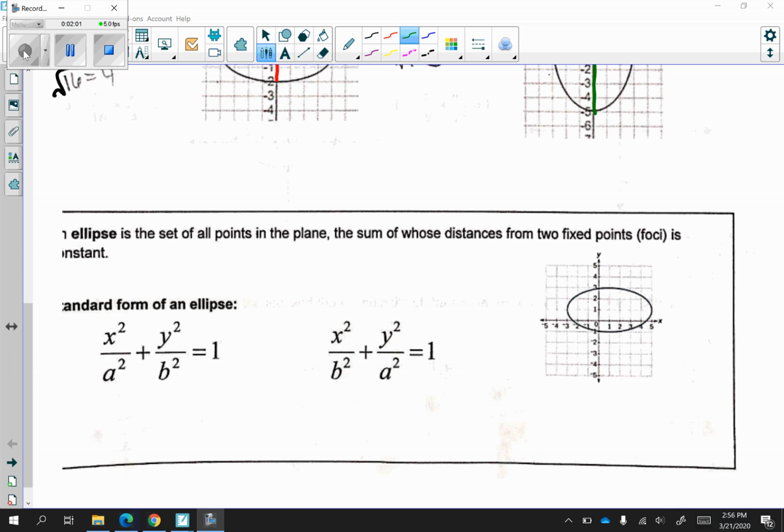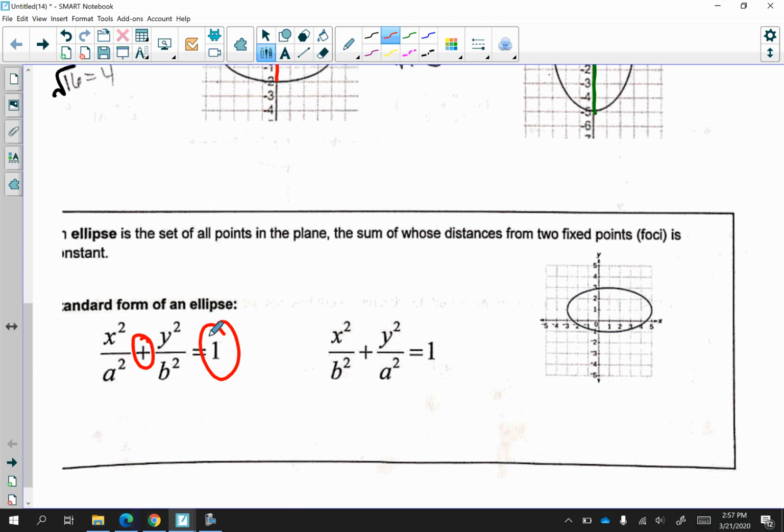So this brings us to our definition of an ellipse. An ellipse is a set of all points in the plane, the sum of whose distances from two fixed points, foci, is constant. So again, if you look at the standard form of an ellipse, x squared over a squared plus y squared over b squared is equal to 1. Plus sign, and it's equal to 1.